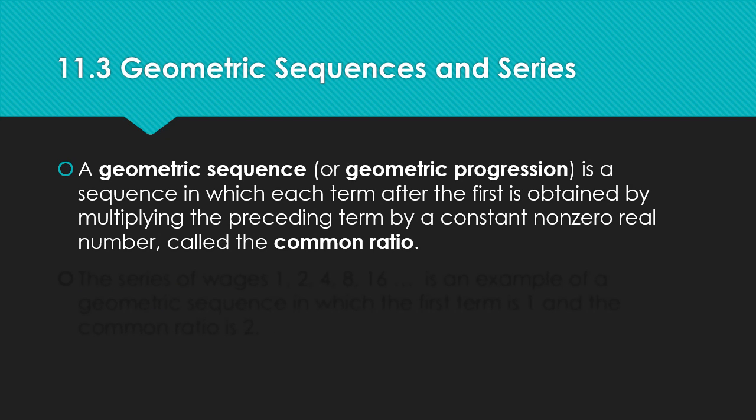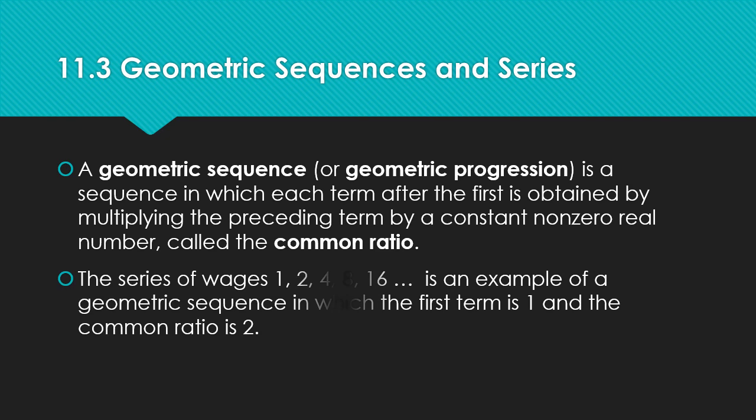Now, we've talked about arithmetic sequences. A geometric sequence or progression is a sequence in which each term after the first is obtained by multiplying the preceding term by a constant non-zero real number called the common ratio. So arithmetic is addition, geometric is multiplication.